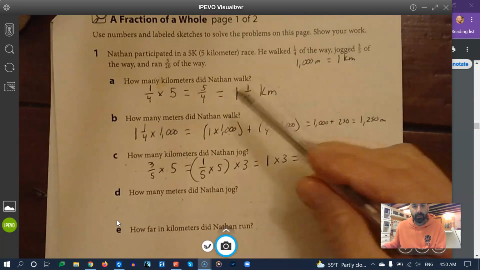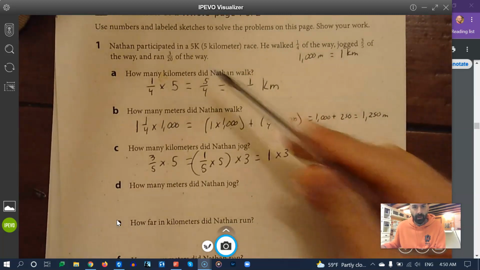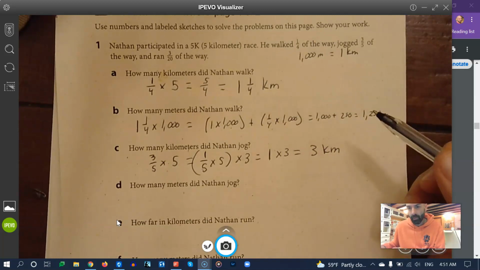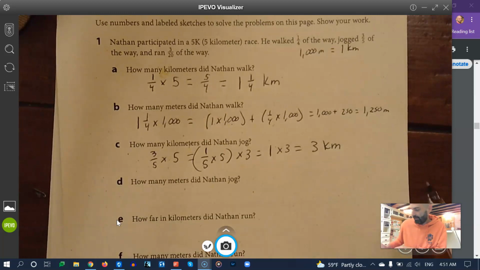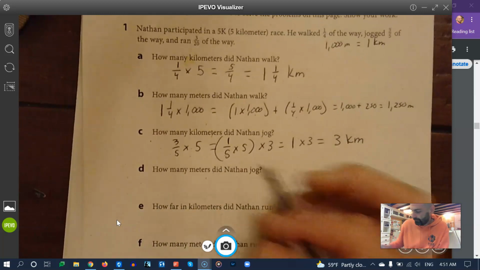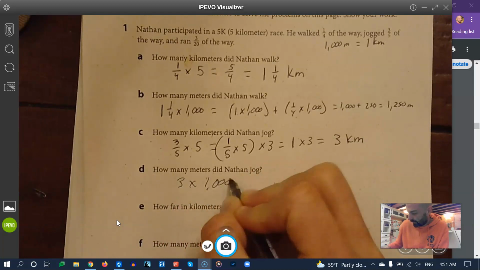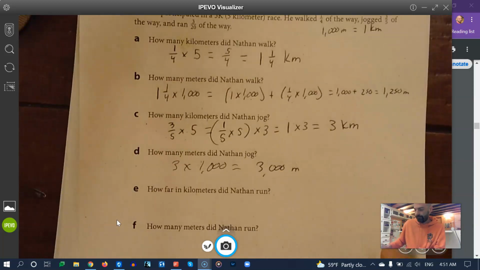And again, one thing we should think about is that when I add all these up, it shouldn't go over 5. So right now I have 3 and 1 1/4, so that's 4 1/4 kilometers. So I already have my answer for the next one. How many meters did he go? So this is 3 times 1,000, which equals 3,000 meters.